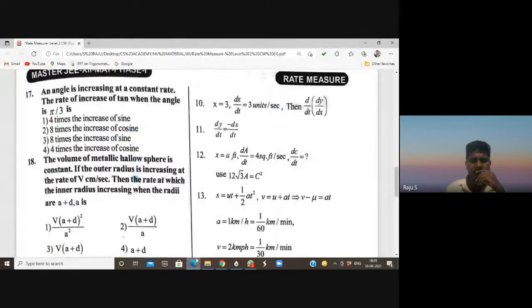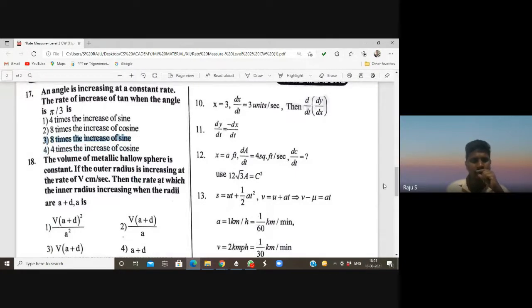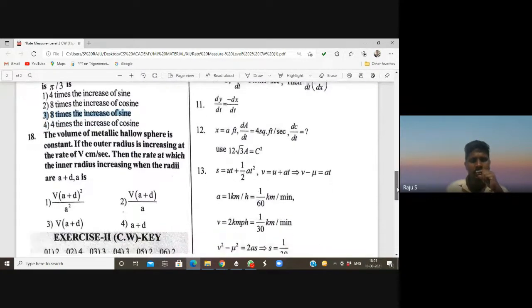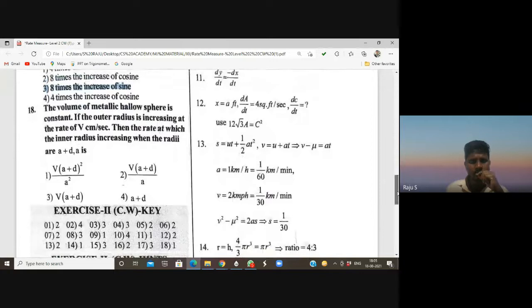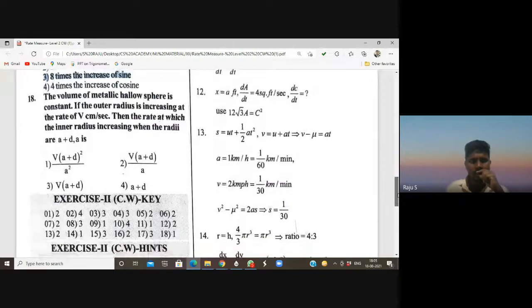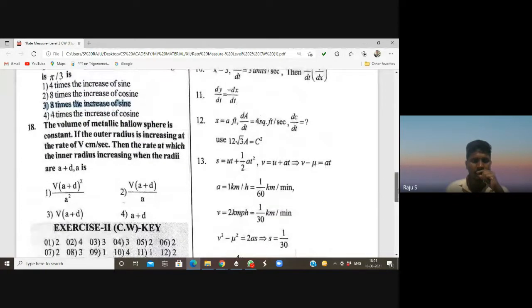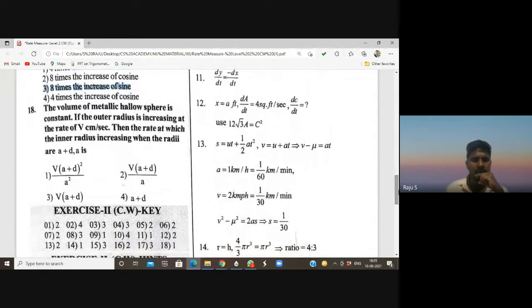Actually, I have a doubt. Actually, it may be sine or cosine. In these two, I have a doubt. So what is the answer they have given, students? Third option given. Okay, I am a little confused between cosine and sine. I'll give clarity on this, okay, students.